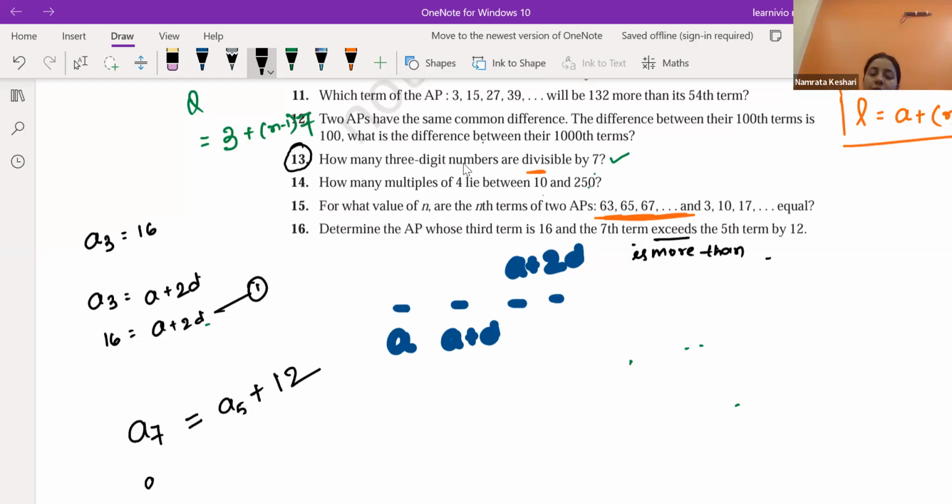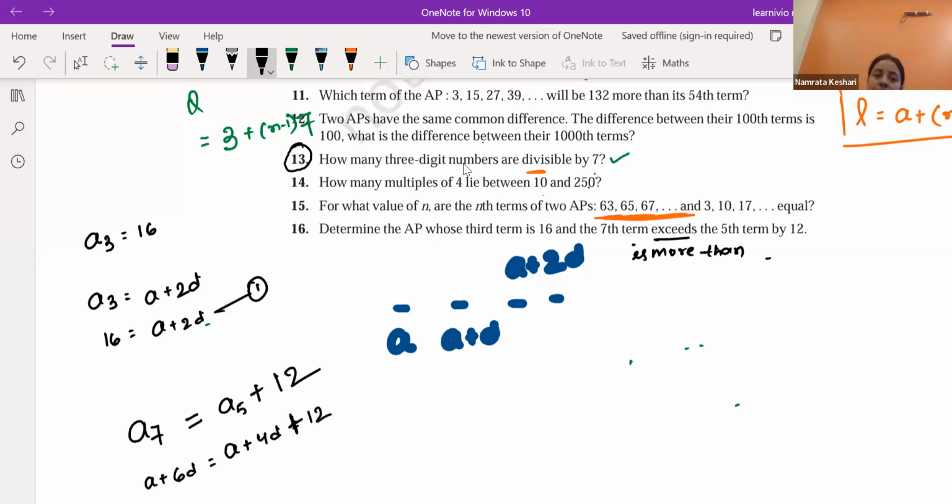Here I'll write the formula A plus (n minus 1) into D for the seventh term. It will be A plus (7 minus 1) into D, that means 6D. Here we'll have A plus (n minus 1) into D for the fifth term, that means A plus (5 minus 1), that is 4D. And here we'll have plus 12. Is it clear?